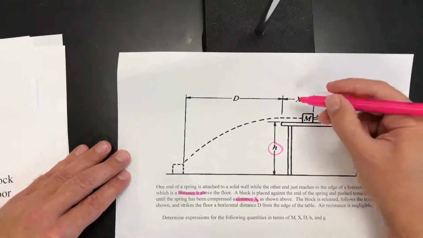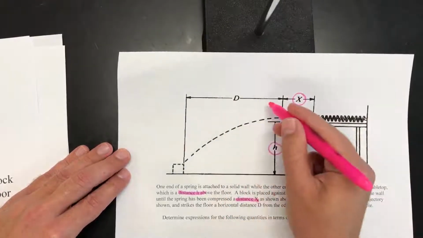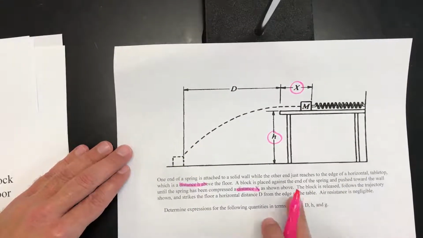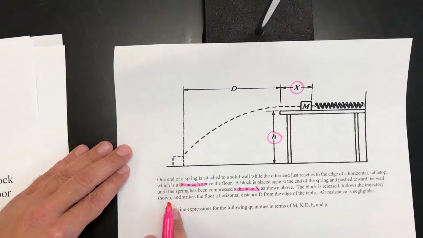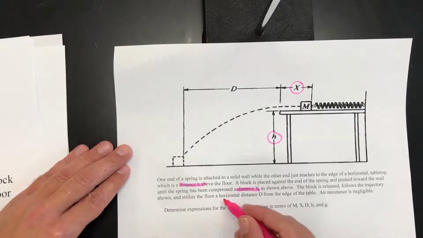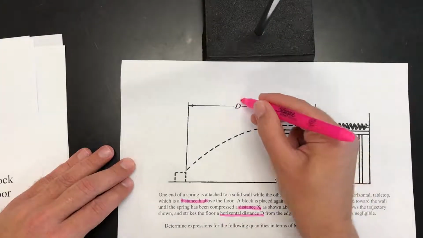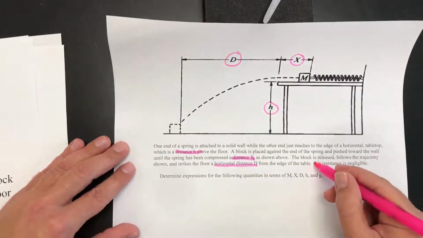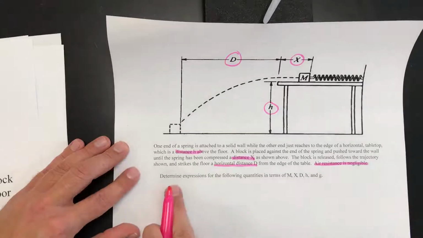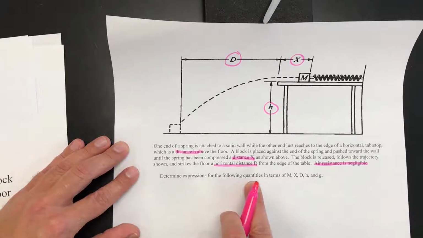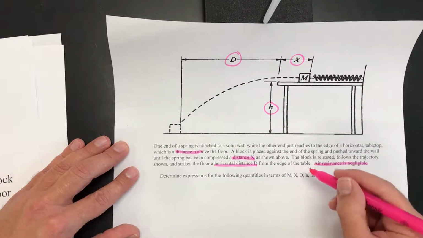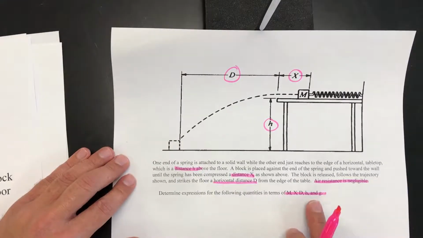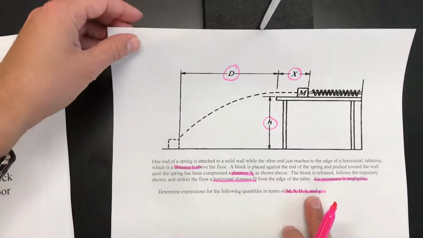Now notice that distance is up here, and we've got another distance which you can start to anticipate will become a problem. The block is released from the trajectory shown and strikes the floor a horizontal distance d, that's labeled right here, from the edge of the table. Air resistance is negligible, so we don't have to worry about that. And here's a big thing: determine expressions for the following quantities in terms of m, x, d, h, and g. So our answers can only contain those variables.